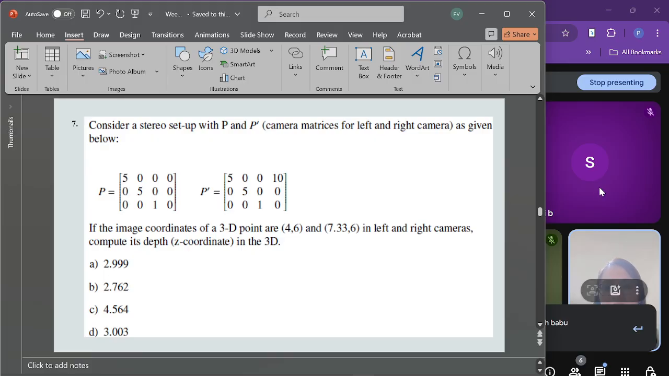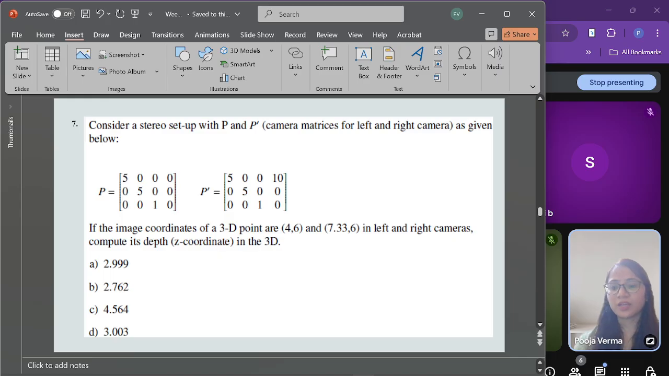Okay, so the next question is: consider a stereo setup with P and P dash camera matrices for the left and right camera as given below. Here the left and right camera matrices are given as P and P dash. If the image coordinates of the 3D point are 4, 6 and 7.336 in the left and right camera, compute its depth, that is the Z coordinate in 3D. In the 3D we have to calculate.